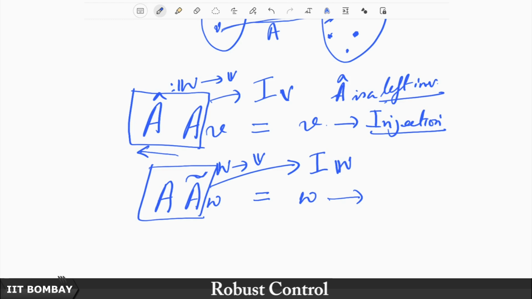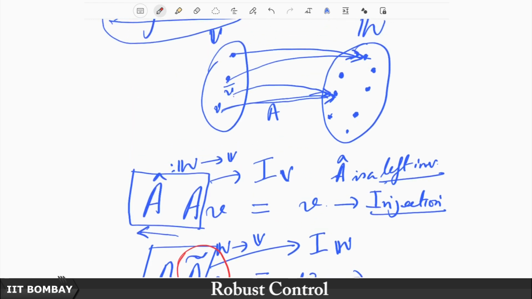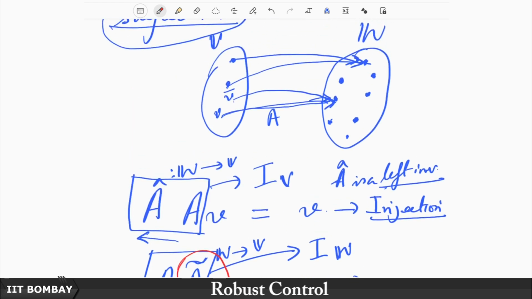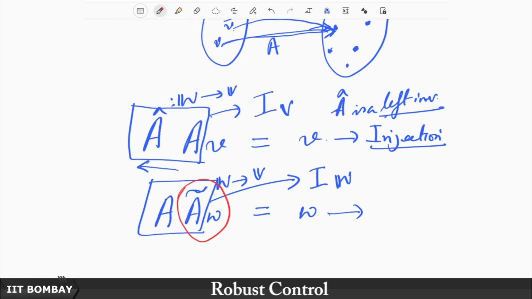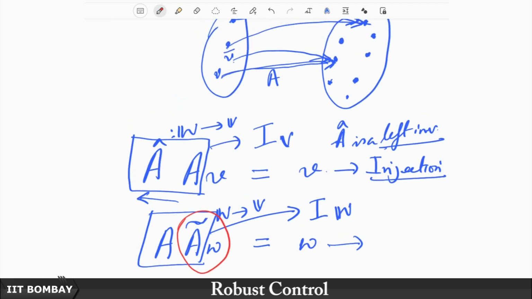I don't care which one. I just pick out any one of them and I say that this A tilde will be such that I will pick out this and I will go there. Once I have gone there, this A tilde W is now an object in V, right? Because remember, the A tilde is a mapping from W to V. So now I have gone to V.